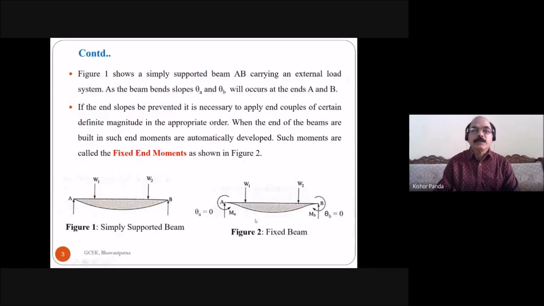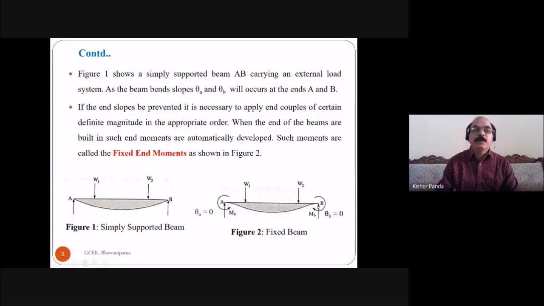But in the case of the fixed beam, this is the elastic curve. When you draw a tangent to the elastic curve, the tangent will pass through the original axis of the beam. Therefore, the slope at A is equal to 0 and the slope at B is equal to 0. And in the case of the fixed beam, these are the fixed end moments. Here you see the end slopes are prevented, because the slope here is 0 and the slope here is also 0.